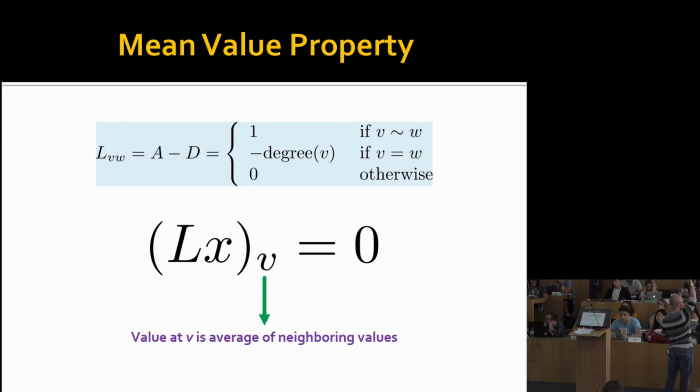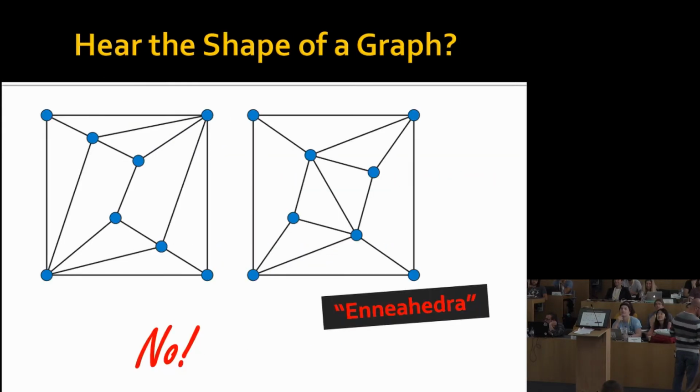Just for fun, how many of us vote, like, can you hear the shape of a graph? I compute this matrix, I compute its eigenvalues, I can get its structure. Yeah, we're not going to walk into my trap anymore. Yeah, the answer is actually no. So here's two graphs. These are, I think, called enneahedra, and they're not the same topology, like you can't map them to each other, but you'll see that they have the same eigenvalues. If somebody's really bored and has MATLAB on their laptop, I encourage them to give this a try.